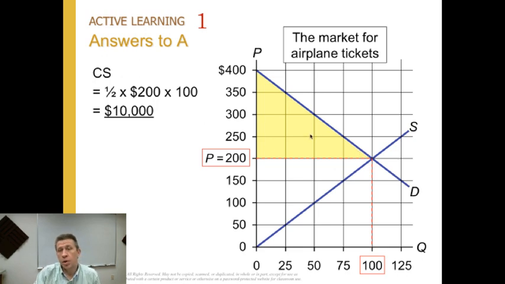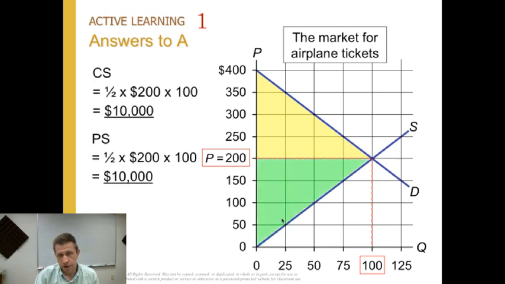So what is the area? That's 1/2 times the base times the height. The base is 100, right? 100 minus 0 is the base of the triangle. The height, the tallest point in the triangle, is 400. The lowest point is 200. So the height is 200, the base is 100, 1/2 times 200 times 100, $10,000 in consumer surplus.